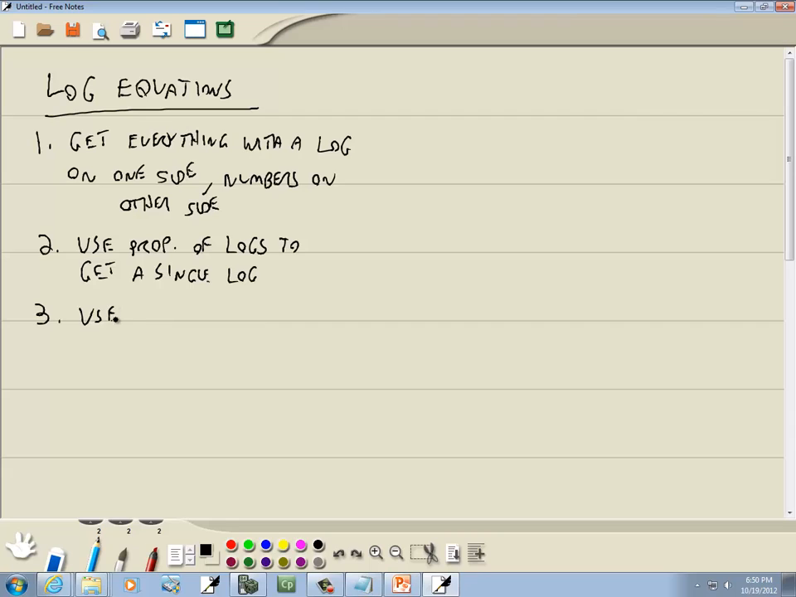Step 3. Use the definition of log to rewrite in exponent form. So to rewrite in exponent form. Step 4. Solve for x. That's pretty vague, but at this point it could be a quadratic equation, could be a rational equation, might be a linear, I don't know. And then step 5, check your answers.